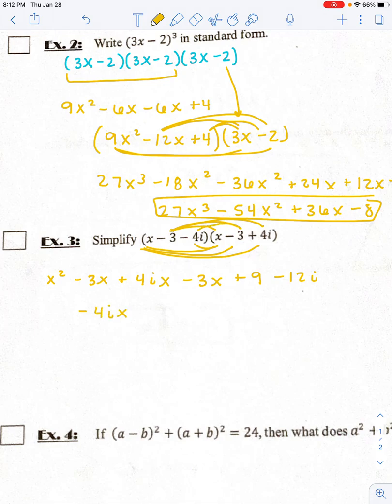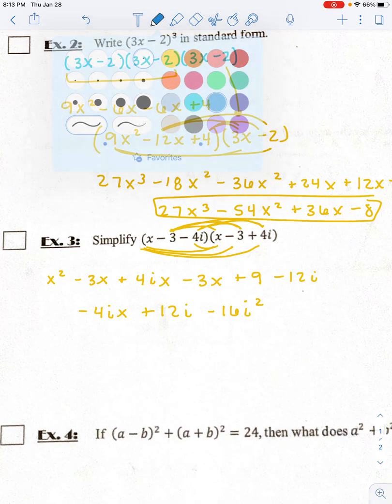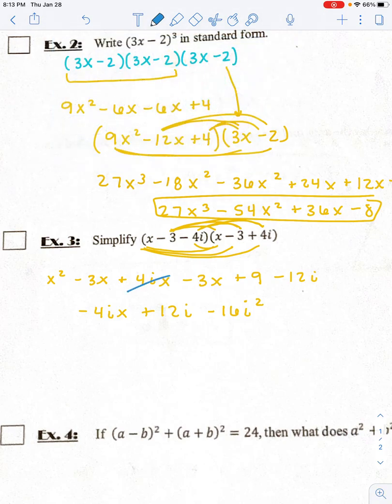And finally, we've got -4i times x, -4ix. -4i times -3 is positive 12i. And -4i times 4i is -16i squared. Now we're going to start combining some terms here. When I do this one, I notice that the 4ix's will reduce down to 0. The 12i's will do the same thing.